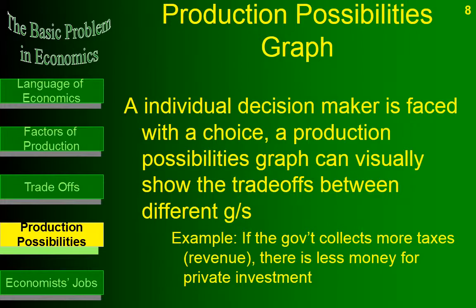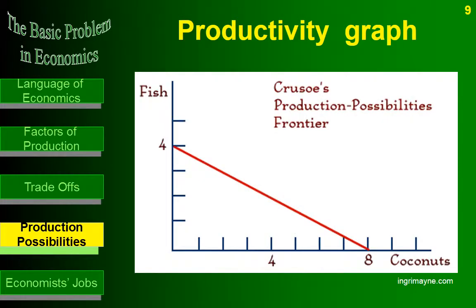Now, the first productivity graph I want to show you, which is on slide number 9, is just a very simple one that someone had created. I think it was for a literature class, actually, showing Robinson Crusoe on an island. What does he have to do? Well, if he spends all of his time gathering food, he can get 4 fish and eat. Or he can take time away from his fishing and get 8 coconuts.